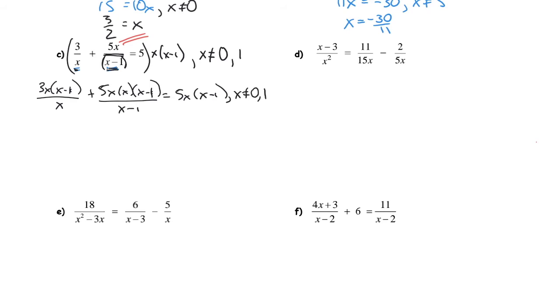Now, I'm going to do this probably one more time, and then we're going to take a bit of a shortcut with this, because notice that the x's cancel there, and the x minus 1's cancel here.